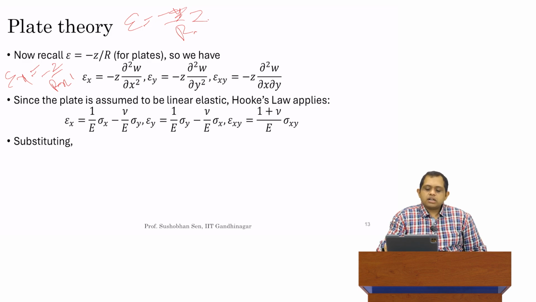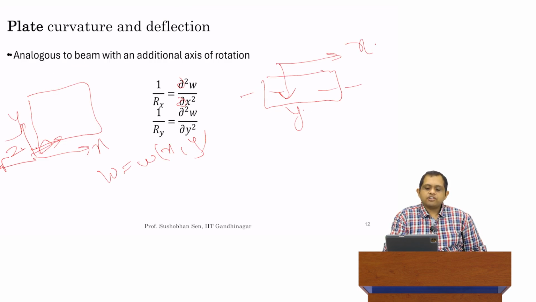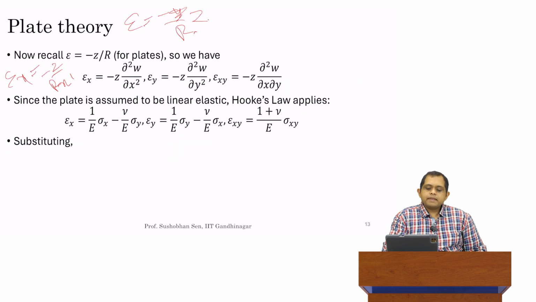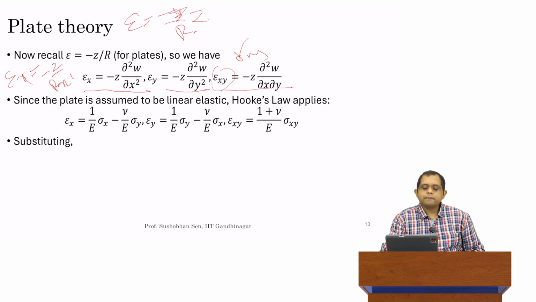1 over Rx, in our previous slide, we also already showed its relationship with w. And so if we substitute that in, we will get this expression, that epsilon x is minus z del square w over del x square. Similarly, we can get a relationship for epsilon y. These two are the normal strains. And then for the shear strain, we can also get epsilon xy is minus z del square w over del x del y. This you might also write as gamma xy. Regardless, it doesn't matter which strain you're using.